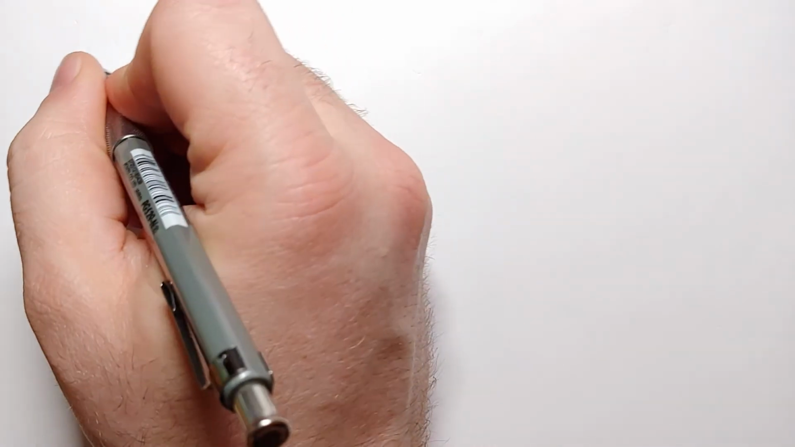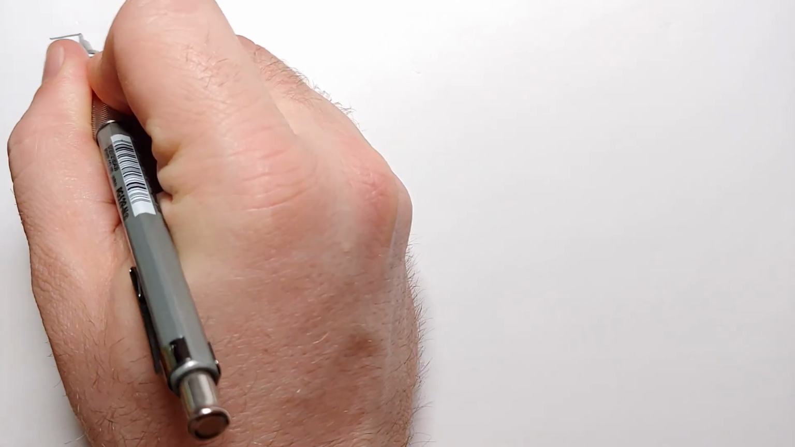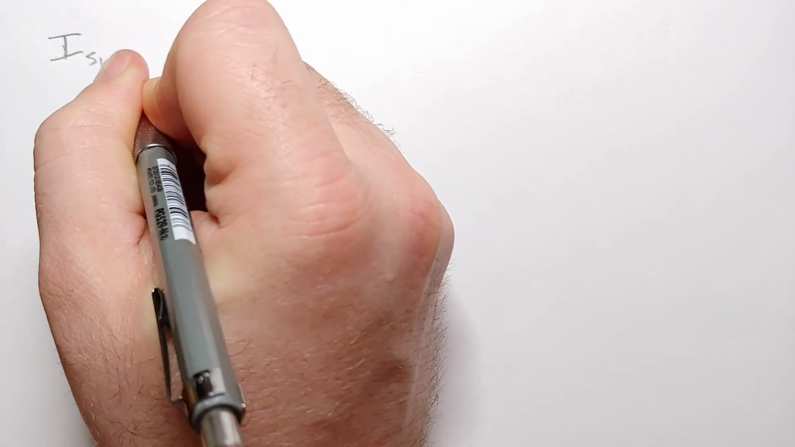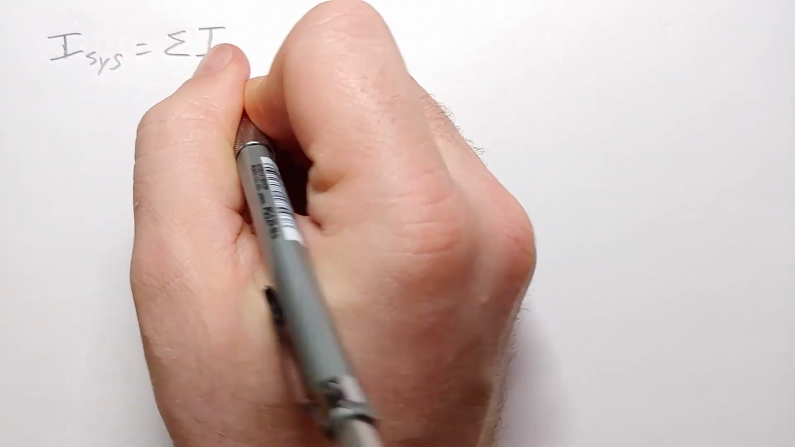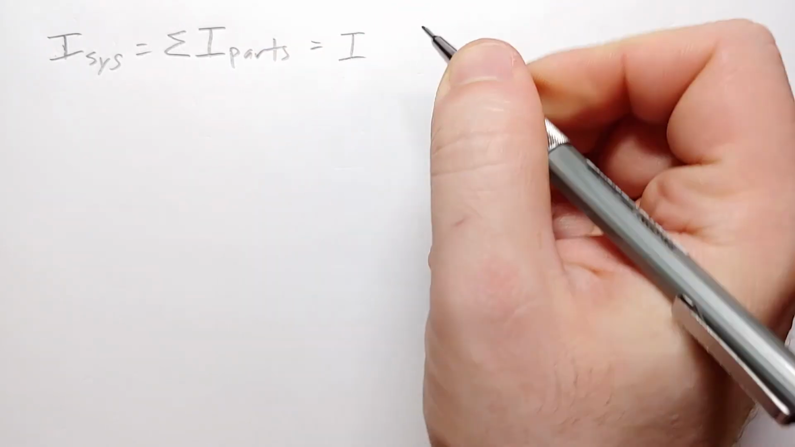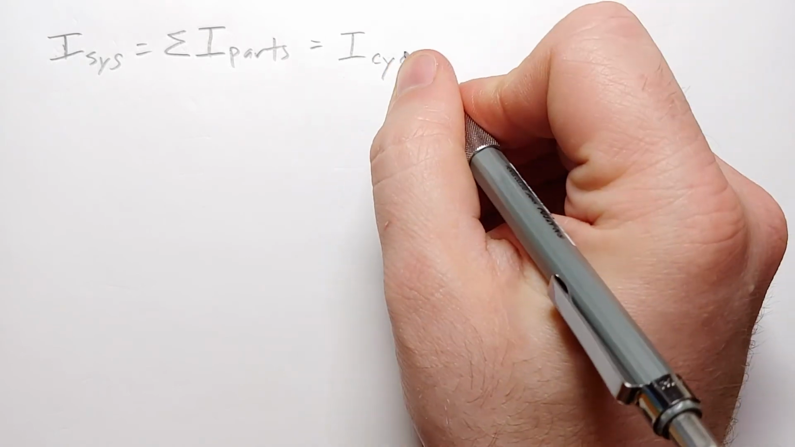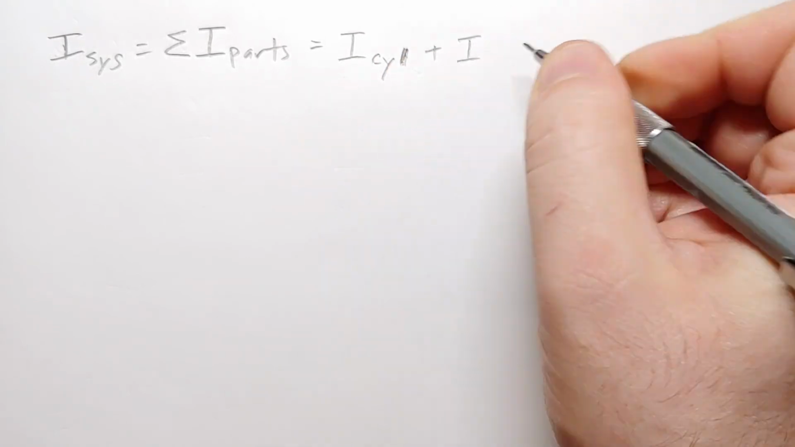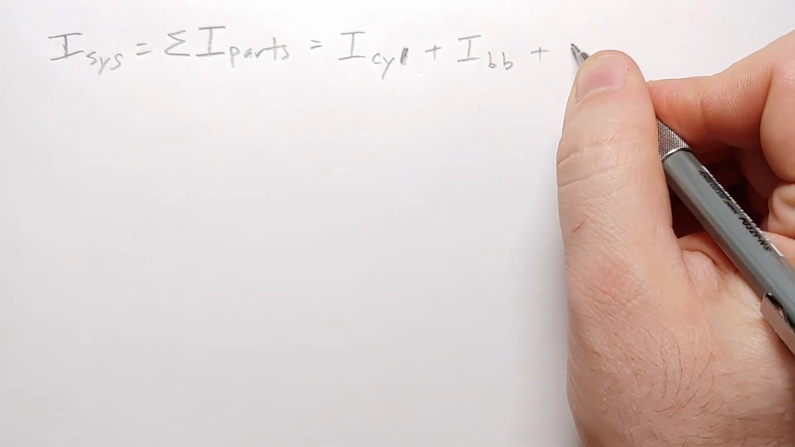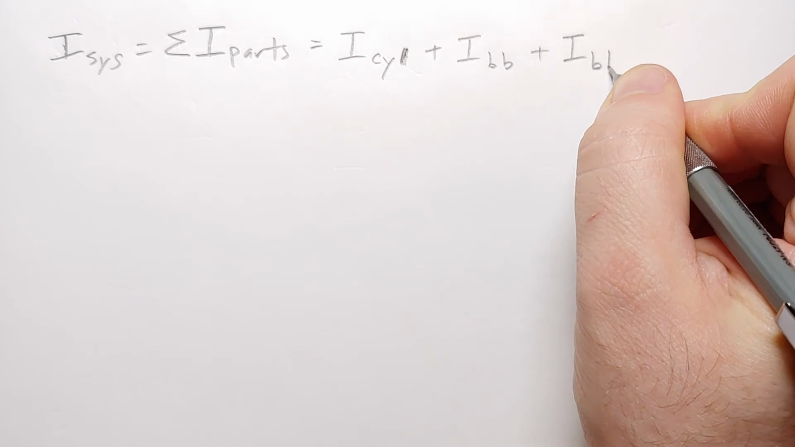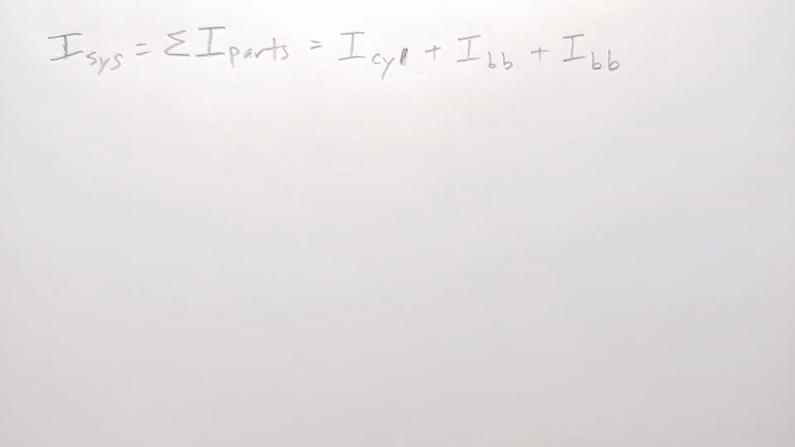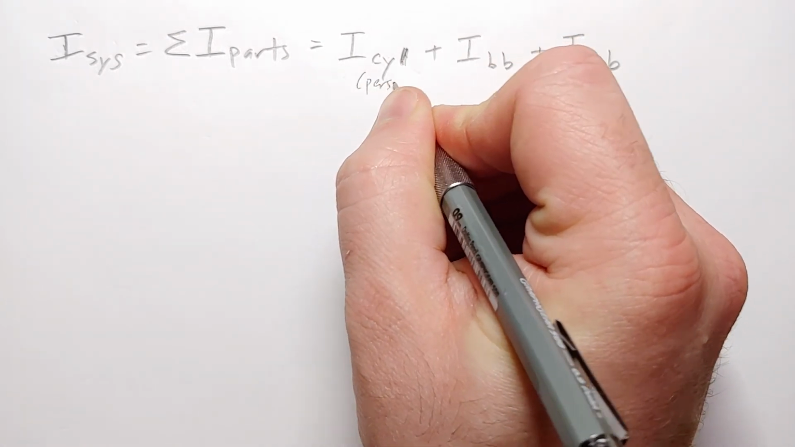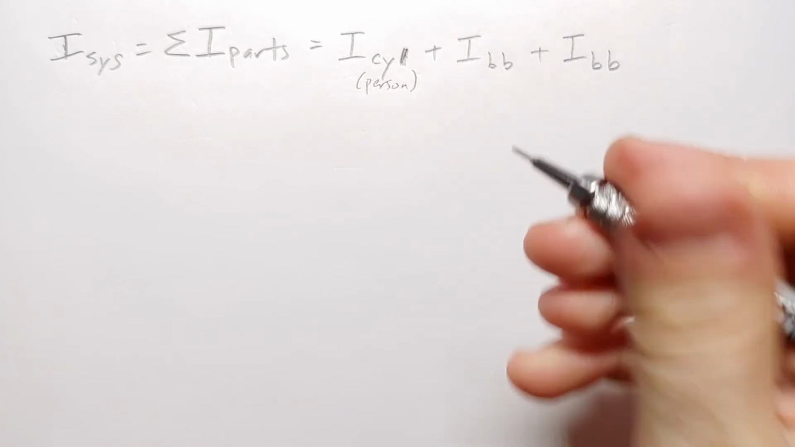So the first thing I asked you to do was figure out the moment of inertia of the system at the beginning and the end. And so the moment of inertia of the system we know is just equal to the sum of the moments of inertia of the parts, which in this case is going to be the moment of inertia of the cylinder plus the moment of inertia of one of the bowling balls plus the moment of inertia of the other bowling ball. I guess I've switched back and forth between geometry here, but this is the person. Is our cylinder, and then the bowling balls are our points.